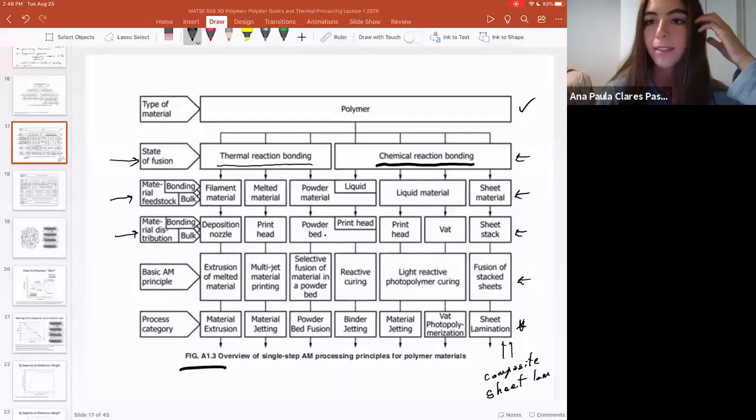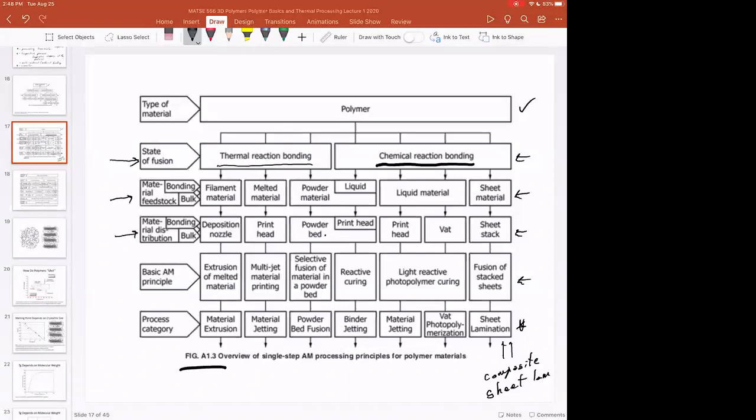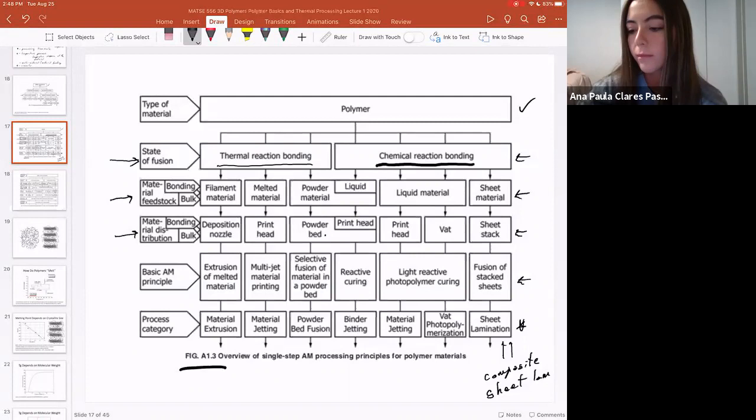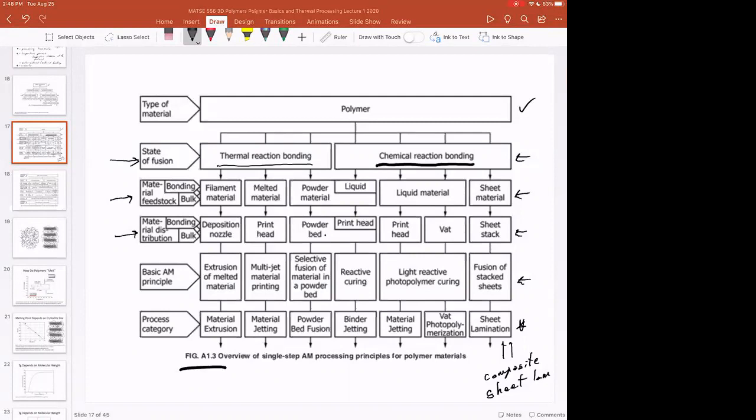Yeah, that makes sense. Thank you. Yeah, so in binder jetting, Paula is correct that you have a powder bed that you jet polymer into. We're going to talk a lot about that polymer or the binder in binder jet, and we're going to talk less about the powder itself.